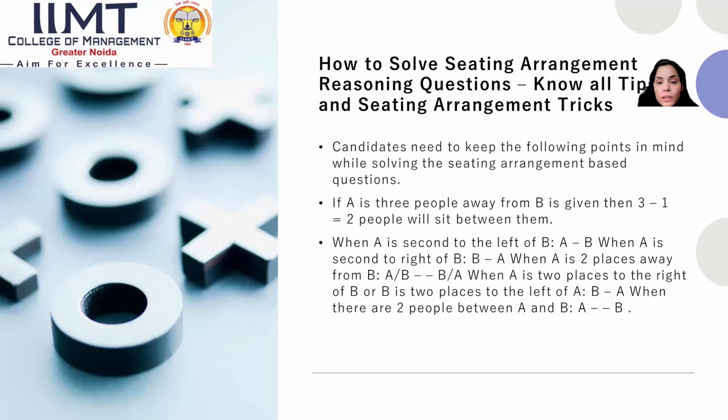If it is given in the question that A is second to the left of B and A is third to the right of B, whatsoever, then we will start the question from here only. If it is given that A is 3 people away from B and B is 3 people away from C, then we will not start with this information. If left and right information is given, then we will start to solve the question.